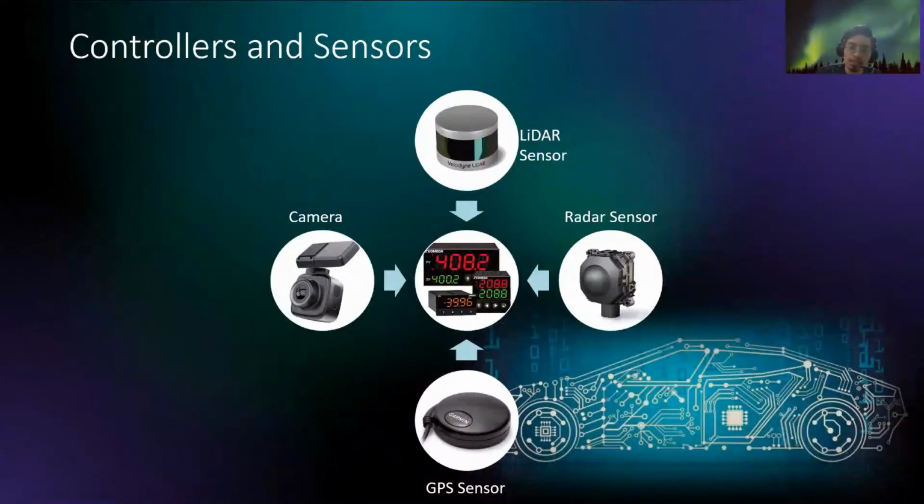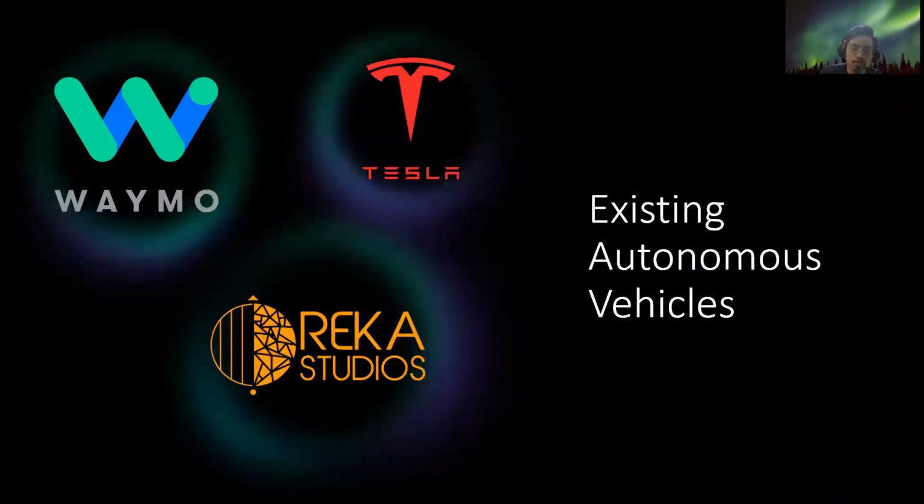And then we go to the next slide. We have the existing autonomous vehicles. There are three existing autonomous vehicles. There are more, but these three are the focus for this project, which is the Tesla, of course, the most successful car in the autonomous vehicle project. And then we have Waymo, a Google company, and then we have Reka, which is a local company that is trying to create an autonomous vehicle.